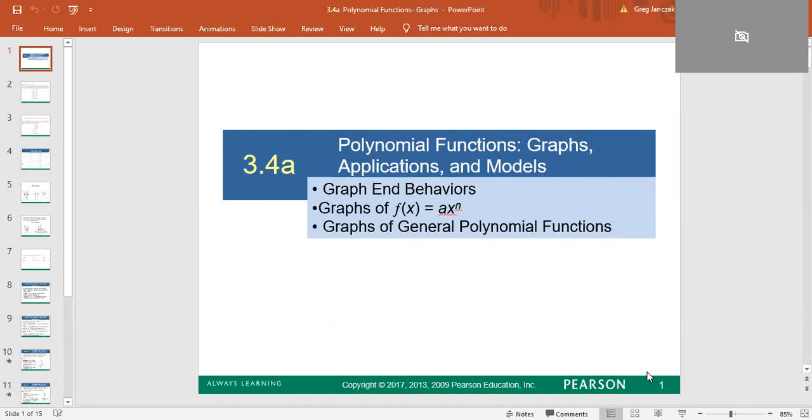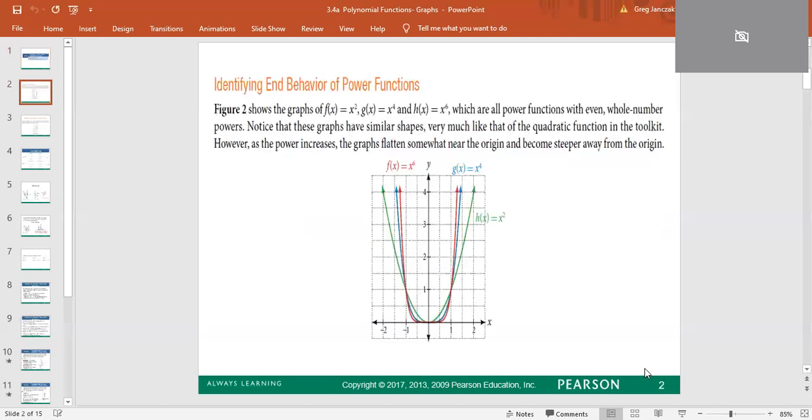Lesson 3.4, polynomial functions and graphs. Mostly we're going to look at graphs, not so much the applications of the models. We're going to look at end behaviors, the leading term or the power function, ax to the n power, and graphs of general polynomial functions. Okay, nothing to copy here.